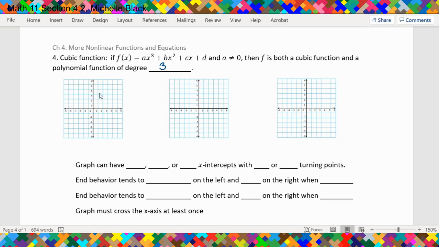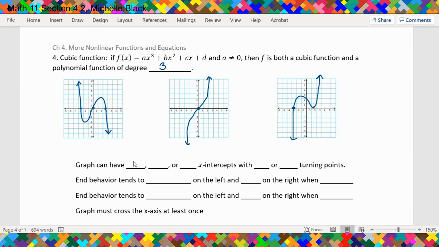Okay, some examples of a cubic function. Maybe we have something like this, or this, or even this. But in the first graph, notice that I have 1, 2, 3 x-intercepts. In the second one, I only have 1. And in the third one I drew, I have 2.